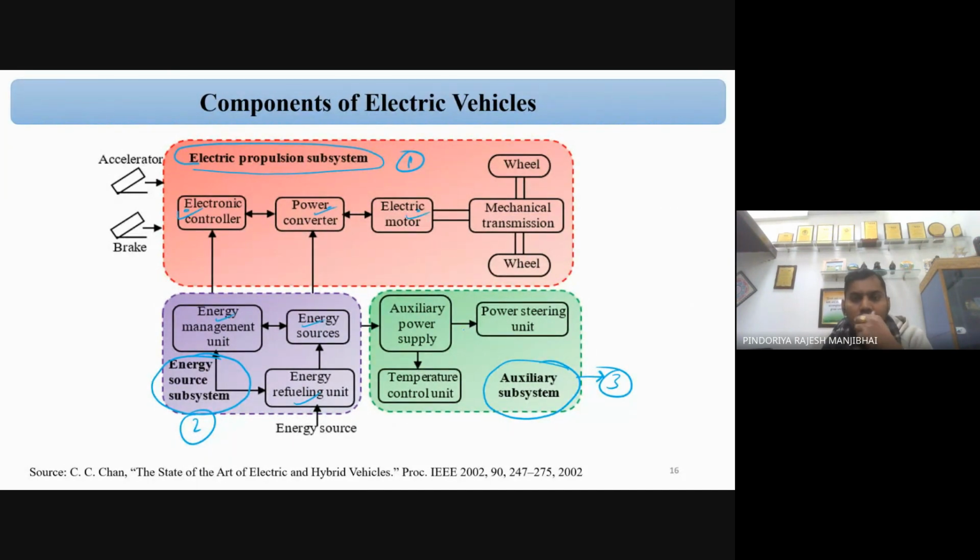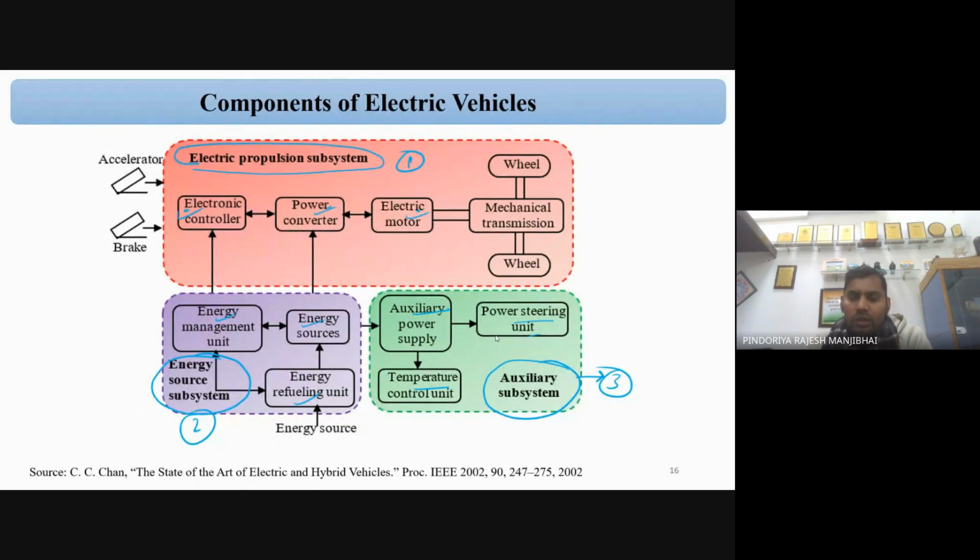Then we have the auxiliary subsystem, that is the auxiliary power supply, for small devices, to charge your mobile, for the FM radio, air conditioner. Temperature control unit: in every car we have an AC, so we have to control the temperature, and for that AC we need to give the power supply. That is the auxiliary power supply. And the power steering unit. So majority we can say we have only three subsystems.